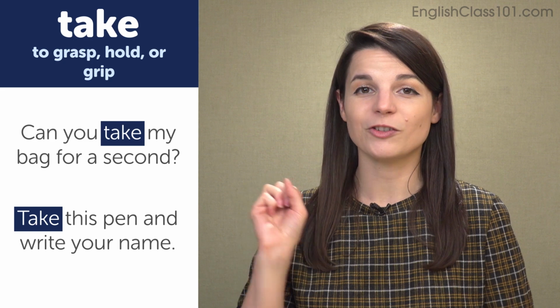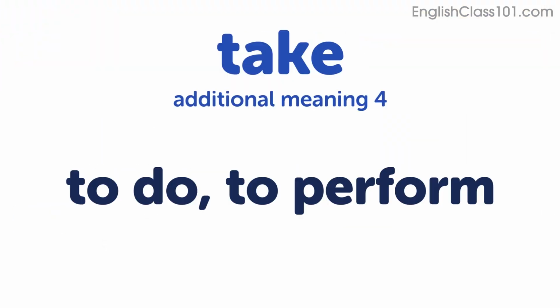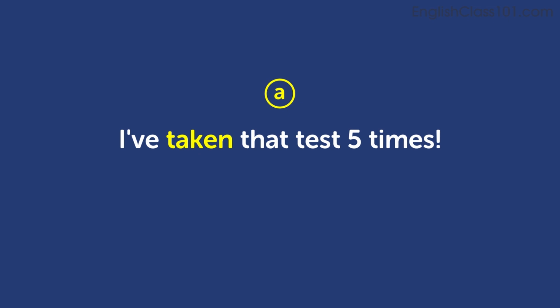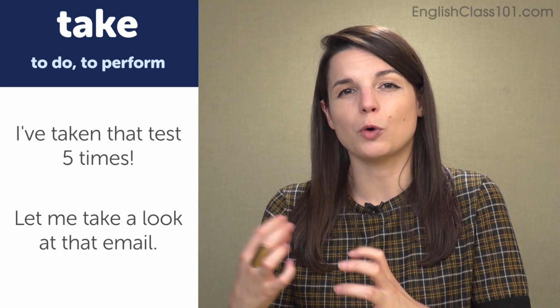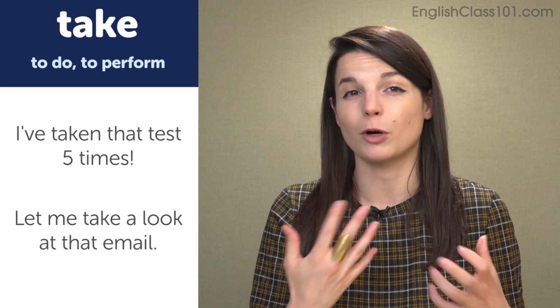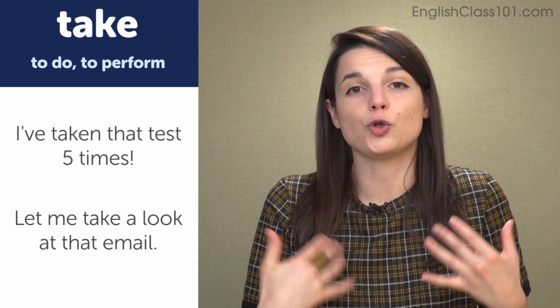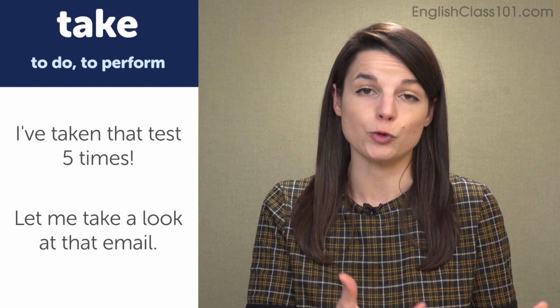Okay, let's move on to the fourth additional meaning for the verb. The fourth additional meaning is quite open. It's to do or to perform something. Examples of this. I've taken that test 5 times. Let me take a look at that email. I said this means to do or to perform something, but when I say perform, I don't mean to perform entertainment. I mean to do an action. I mean perform as the formal version of do something.